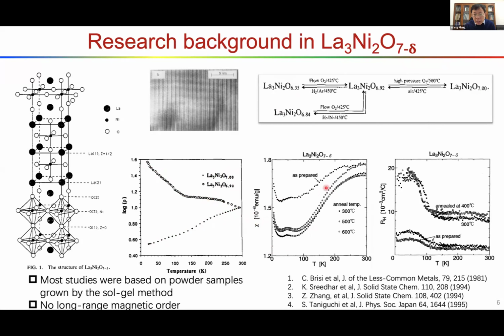For the susceptibility measurement, we can see the susceptibility increases as we increase the temperature. That means there are weak antiferromagnetic correlations. For the Hall measurement, there's a jump at low temperature, around 100 Kelvin, that indicates some change of the Fermi surface or indicates a charge density wave.